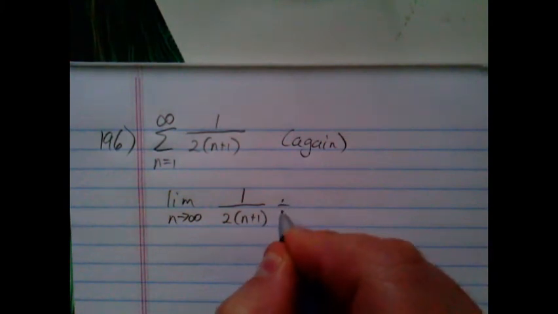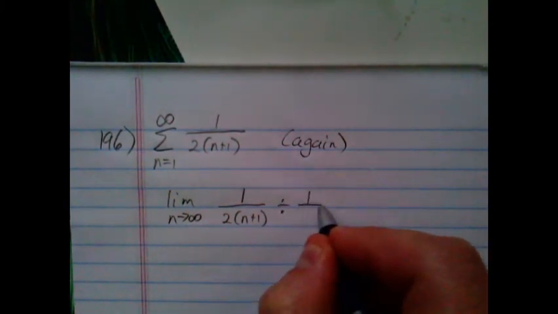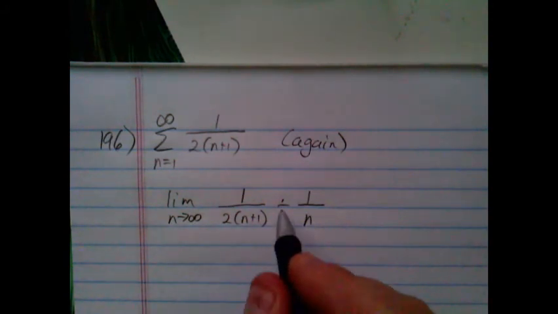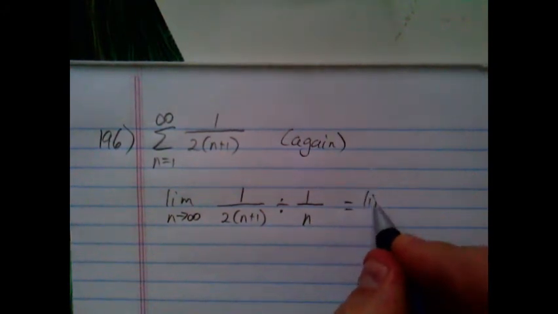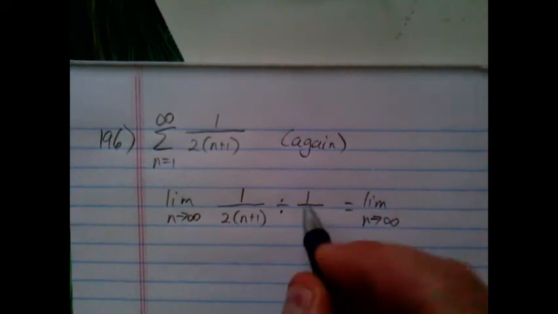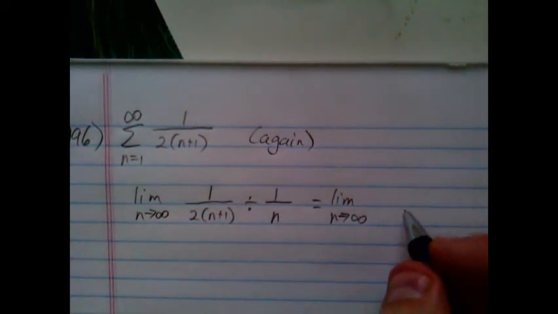So you're just taking a sequence limit, a limit of the nth terms, where you take the nth term of the series you're testing and you divide it by the nth term of the p-series that you believe it's similar to. Now, when I divide by a fraction, that flips the fraction. So that would be equal to the limit as n goes to infinity of, if I flip this one, it just puts my n in the top.